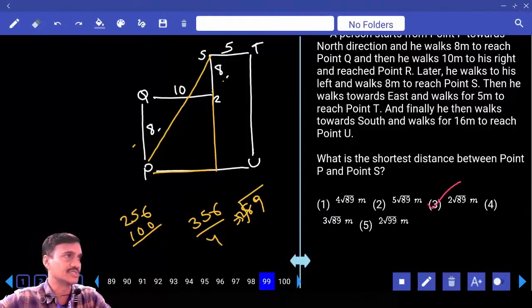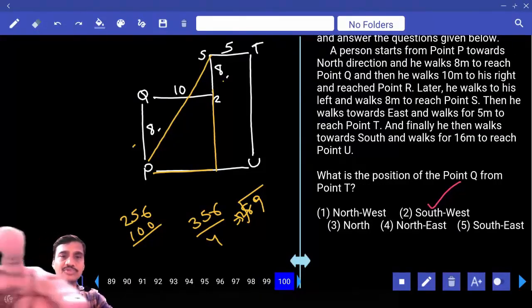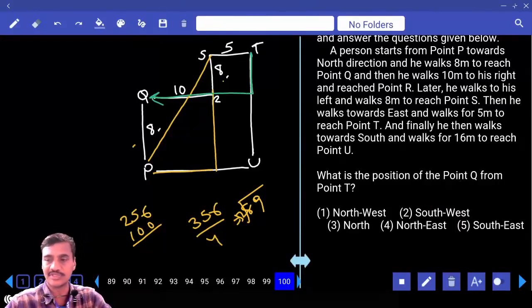The shortest distance between these. And finally question number 100. What is the position of Q from point D? In order to reach Q from point D, first towards south, then towards west. South and west, southwest, that is choice 2, the answer to question number 100.